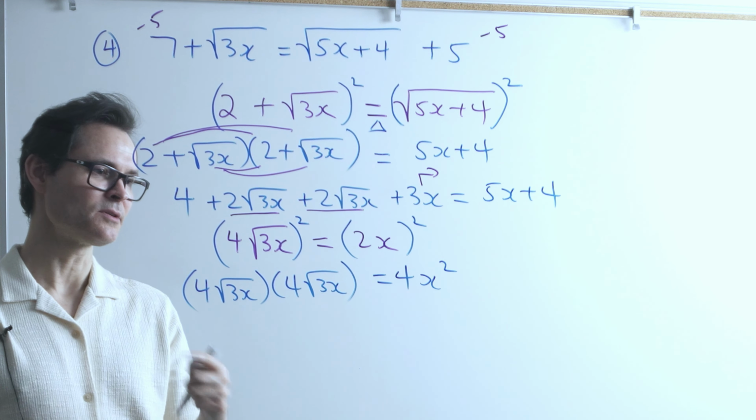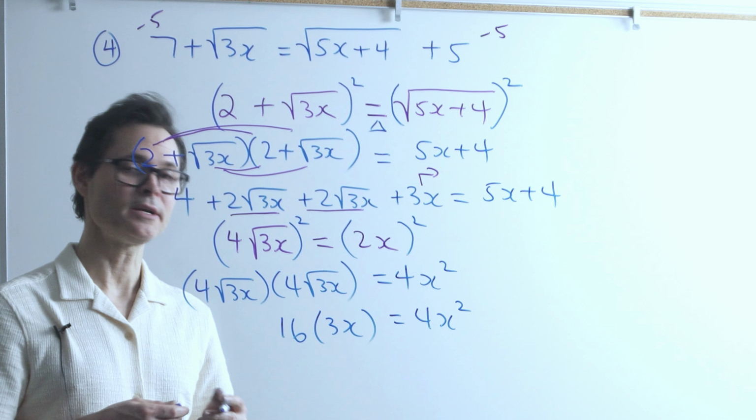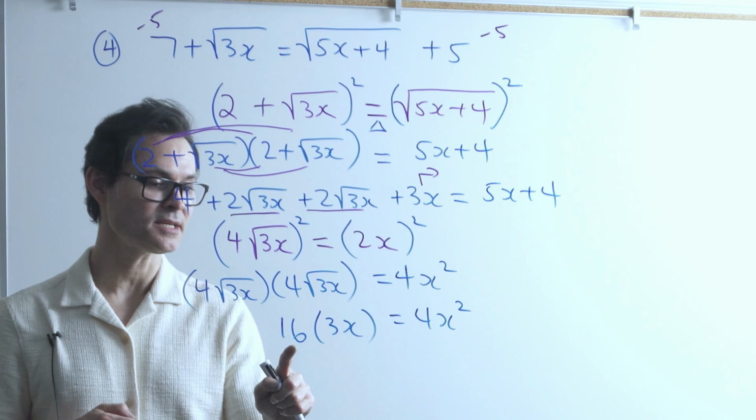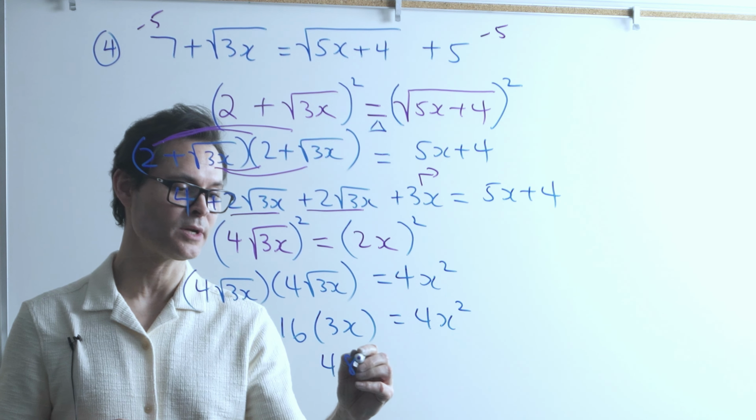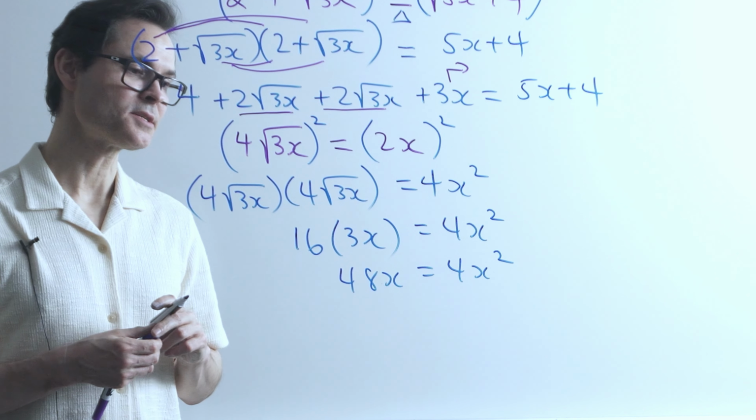That's it. Remember, the idea is the numbers are the same under the radical. So when you multiply them together with square roots, you just get the number under the radical. You get rid of the radical. Equals 4x squared. Okay, well this is starting to look like a quadratic because 16 times 3 is 48. 48x equals 4x squared. And now the goal is to solve a quadratic.